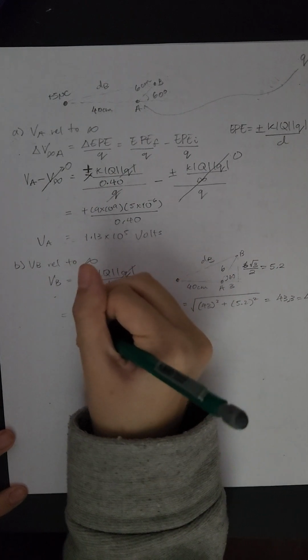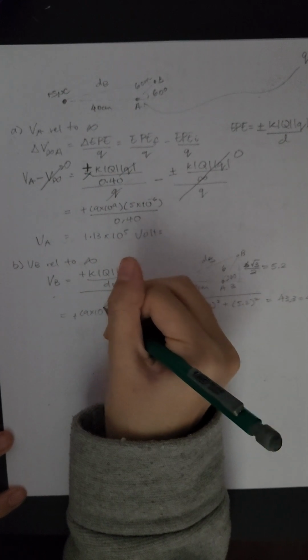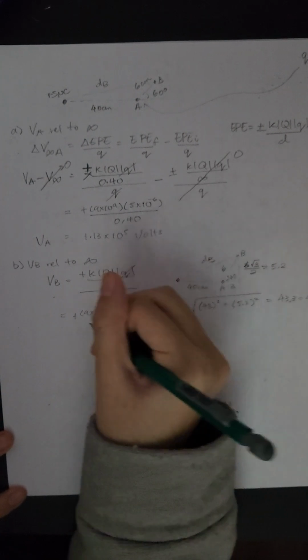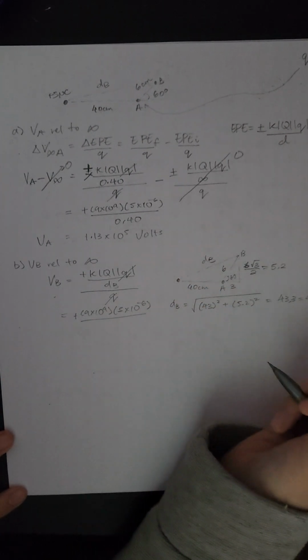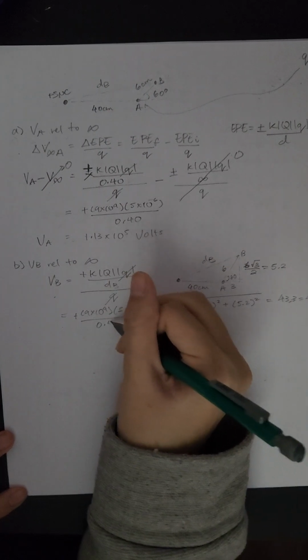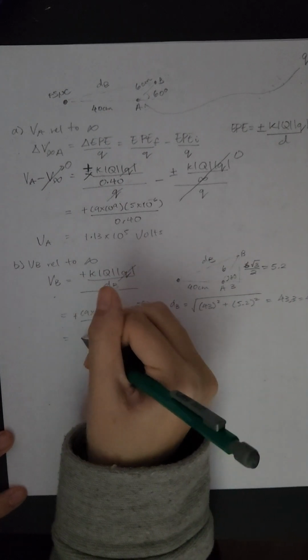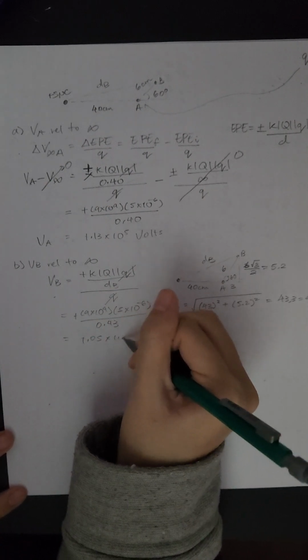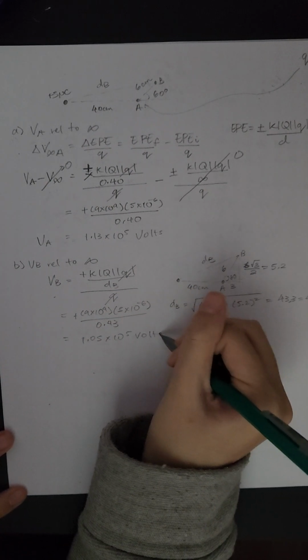So now we could plug in our values. Over 0.43, and that is equal to 1.05 times 10 to the 5th volts.